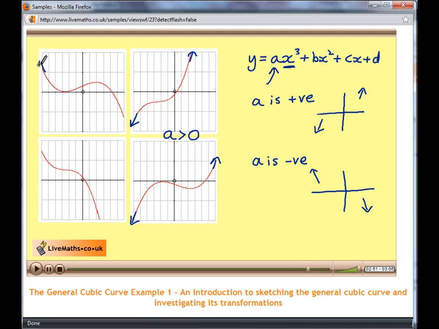And the curves we have here, we can identify this one and this one as obeying this rule. So we should identify the coefficient of x cubed is negative for these curves.